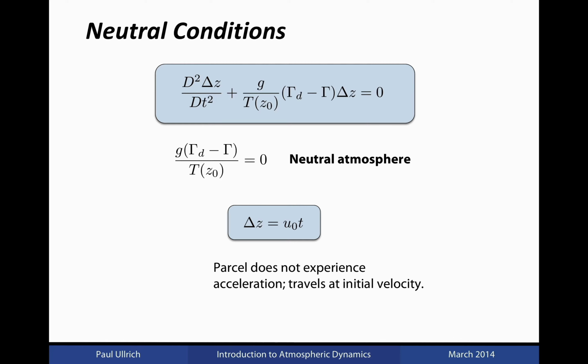Since the constant delta z case is uninteresting, and because initial conditions require that delta z be 0 initially, the relevant solution will be that delta z is equal to u naught times t. This simply means that in a neutral state, the initial upward velocity experienced by the fluid parcel will remain constant. So the fluid parcel, if given an initial upward velocity in a neutral atmosphere, will continue to rise at a linear rate.